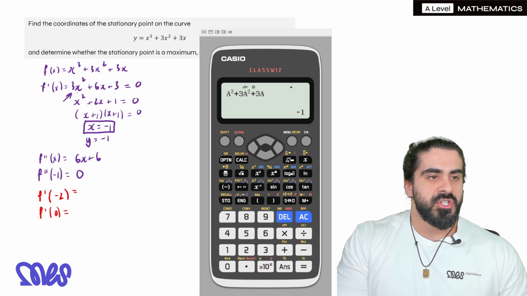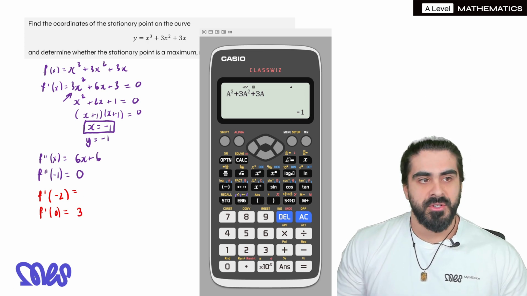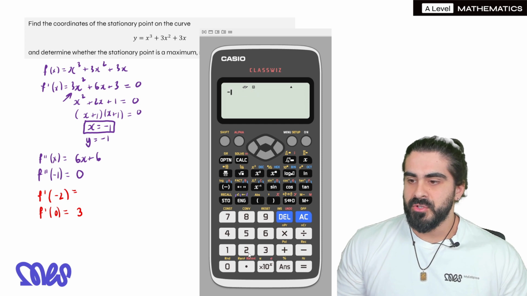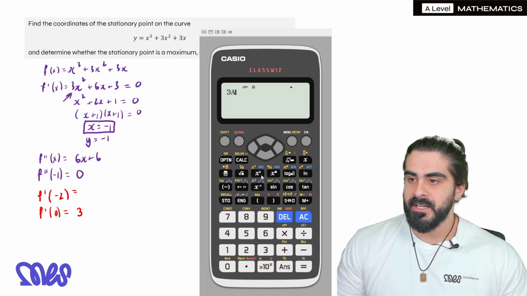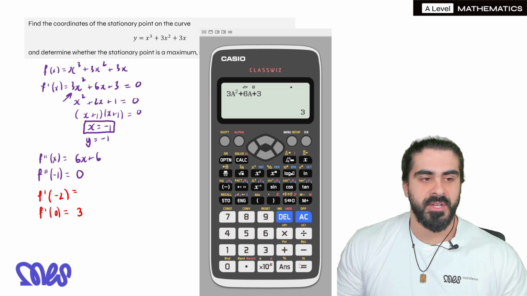Now, subbing in 0 is actually easy. I'll do the second one. You're just going to be left with 3. But let's sub in minus 2 into this. So let's do minus 2, store it as a. So we have 3a squared plus 6a plus 3. So we also get 3.